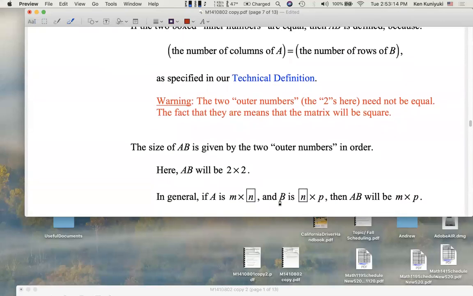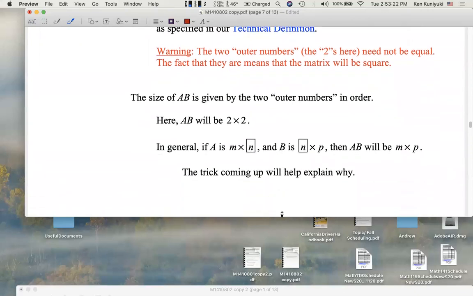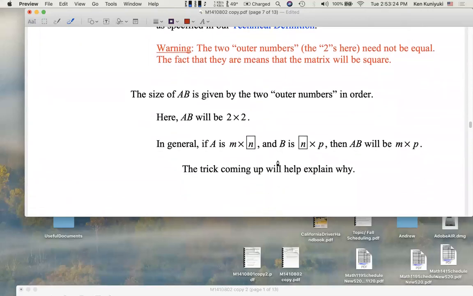In general, because you might be wondering, well, what if it's not square? If A is m by n and B is n by p, then first of all, the matrix product AB is defined because n equals n. These two middle numbers are equal. Given that this matrix product is defined, it turns out AB will be m times p.